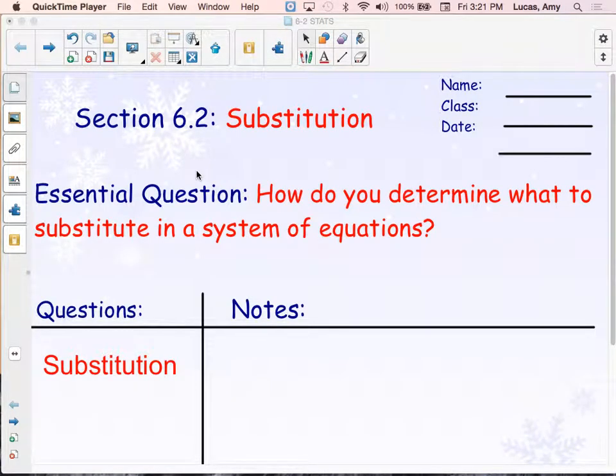Lesson 6-2, Substitution. Our essential question today is how do you determine what to substitute in a system of equations? We have one new vocab word today, substitution. What substitution means is when you replace one thing with another that is equal in value.